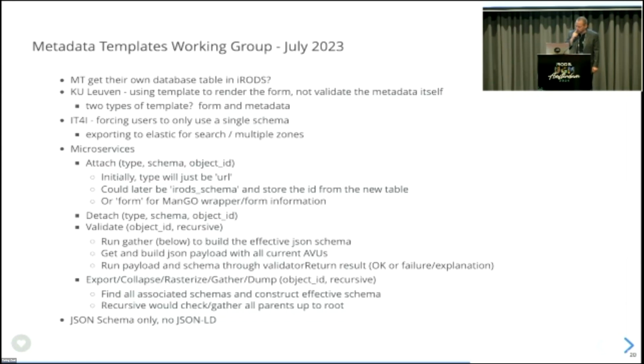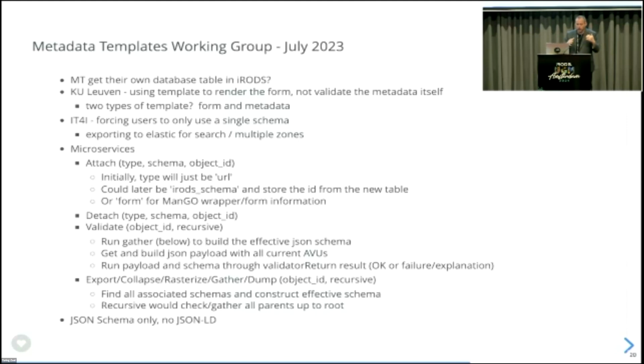Okay, Leuven solved some of this, more stuff. They now have two types of templates. They've got one for the rendering and one for the data. It's neat. IT for Innovation cheated a little bit, and they forced everyone to use one schema. It's like, that's good if you're in charge. But it also allowed them to quickly make progress and start exporting to Elastic. And so they solved it for multiple zones. So that's pretty good.